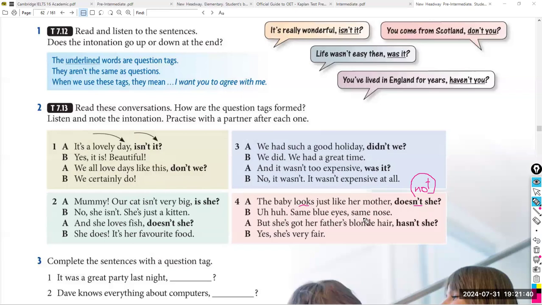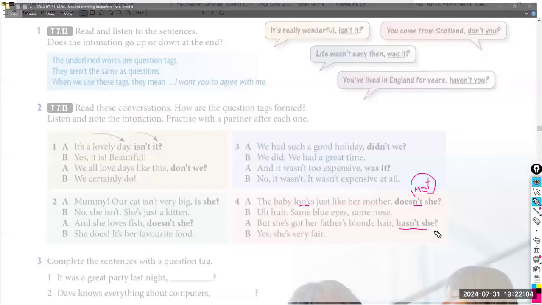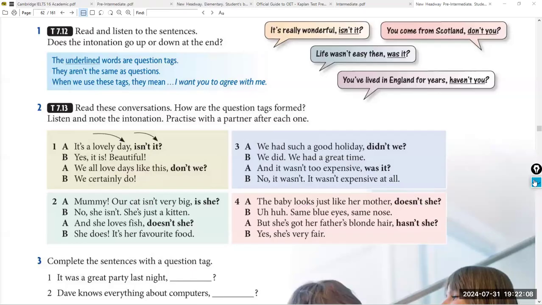Same blue eyes, same nose, but she's got her father's blonde hair, hasn't she? Why did I write hasn't she? Who is the smart student that is going to tell me the reason that I wrote hasn't she? Wait, let me close this window. So why I wrote hasn't she? Please check the sentence carefully just to know the reason. Where is the verb? Where is the pronoun? Is it positive, negative?